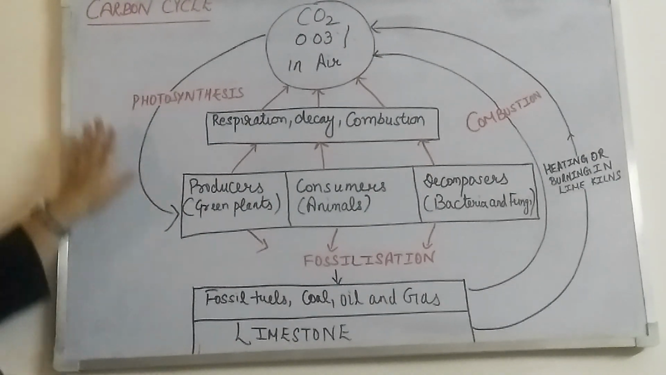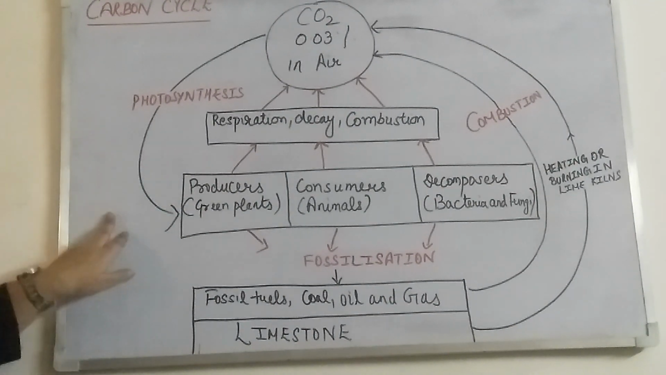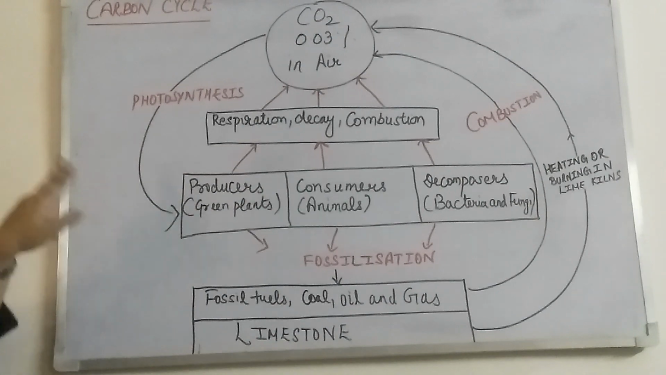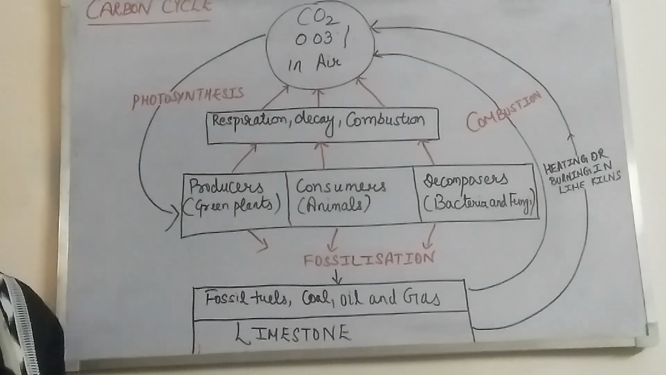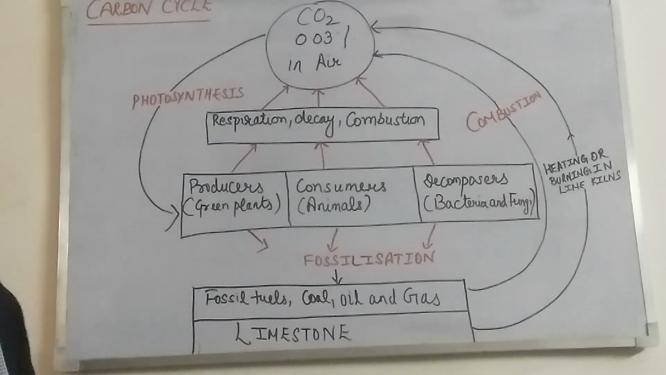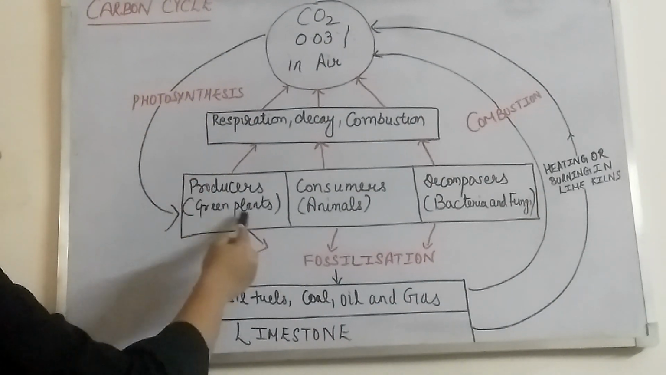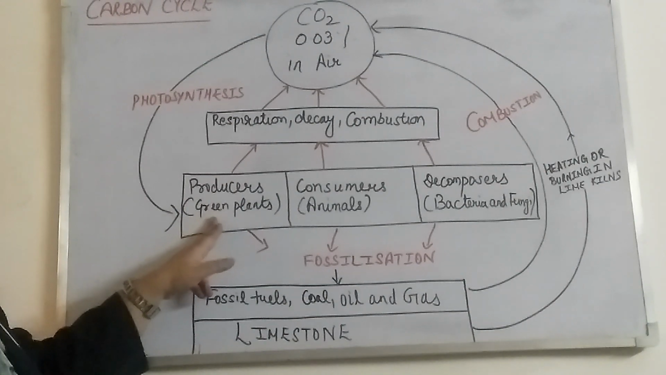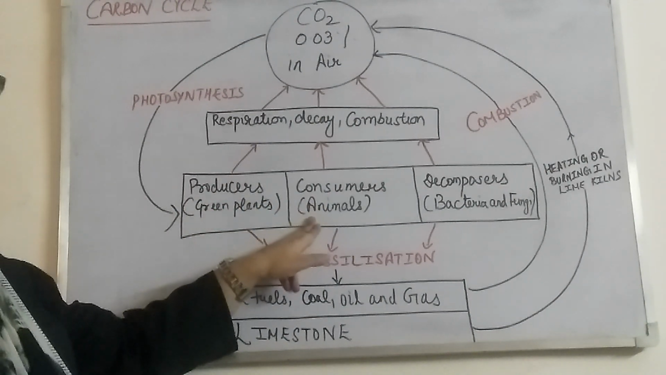First of all, the producers, the green plants, in the process of photosynthesis, take carbon dioxide in order to produce carbohydrates. They use carbon to form carbohydrates, maybe in the form of starch or another form. And through the food chain these carbohydrates are taken up by the consumers, that are animals or any living beings.